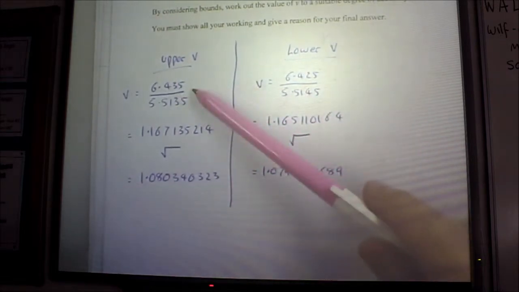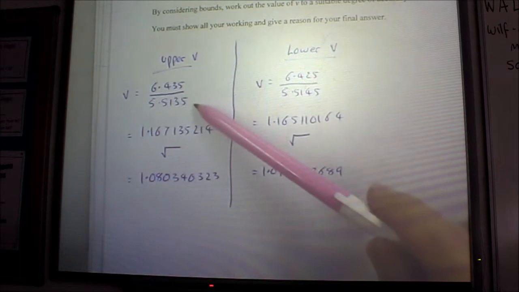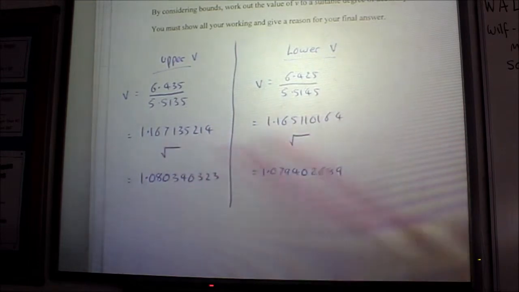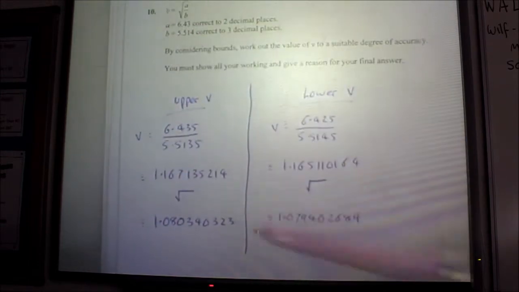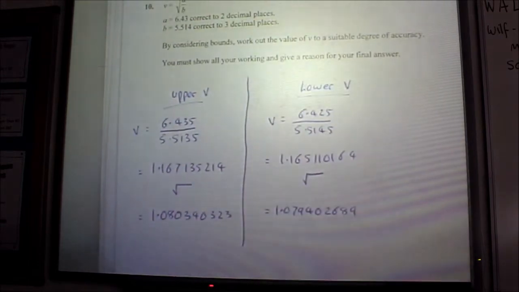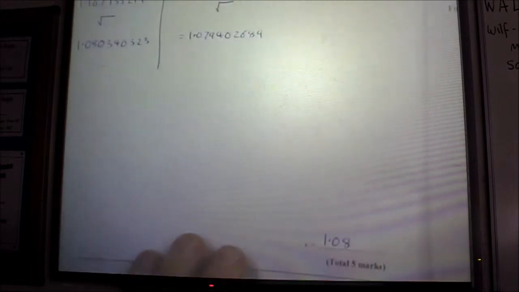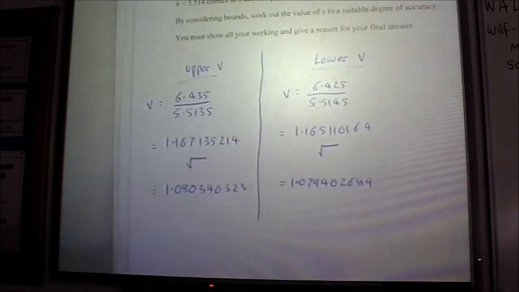To find the upper bound, you've got to have the top one as big as you can, the bottom one as small as you can, and for this one, the lower bound, that's got to be as small as you can, that's got to be as big as it can, which is what I've done. There you are. You've got to square root it because it wants the square root, and here are your 2 answers. Round it to a suitable degree of accuracy. I think the obvious there is 1.08, and that's what I've done down there. So they're my workings for question 10.